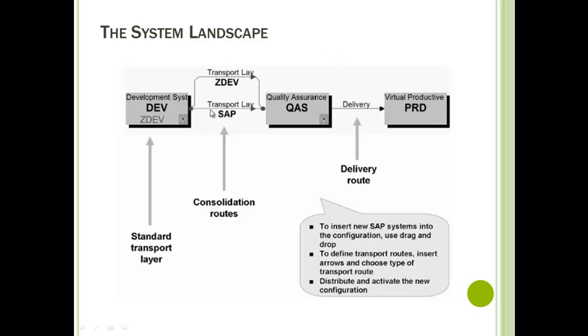In the consolidation route you have a name here. In the delivery route there will be no names. This will be the typical three system landscape. However, if you would like to make any modification from the standard configuration, this is basically a graphical user interface, which we can also see later in our system. Using this graphical interface, you can do the modification in the landscape. If, let's say, you want to insert additional systems, or you want to define new delivery routes, it is quite easy to configure in this particular graphical user interface.